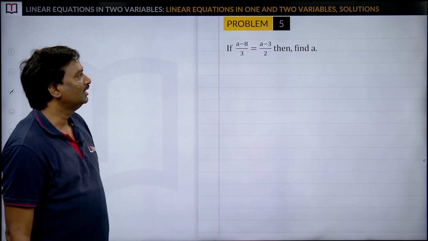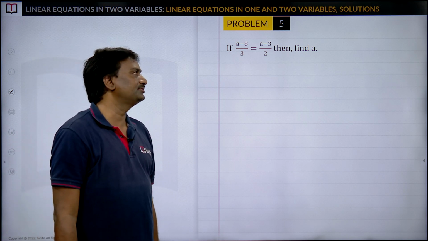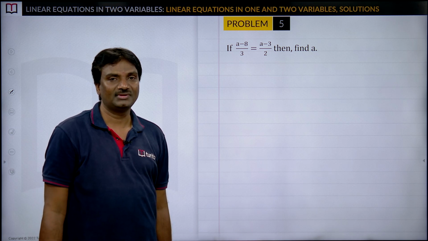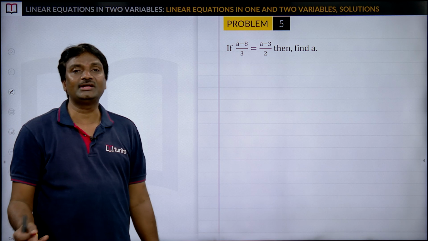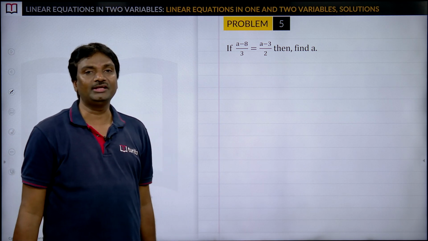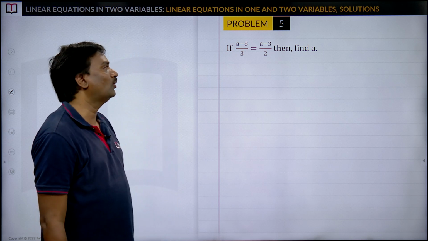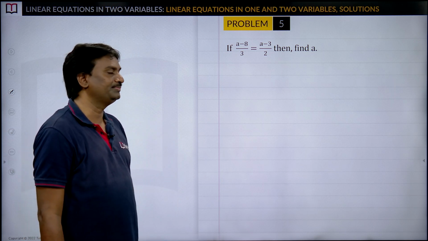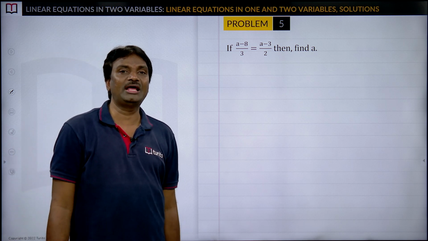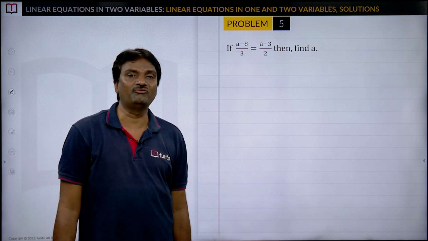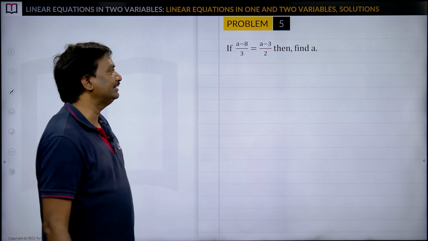Next, if a minus 8 by 3 equal to a minus 3 by 2, then find a. In 8th standard we have the cross multiplication method to solve linear equations in one variable. According to that method, we can solve this. Here the variable is given as a. Sometimes we may have x, sometimes y, sometimes a. Whatever the variable may be, the procedure is same.